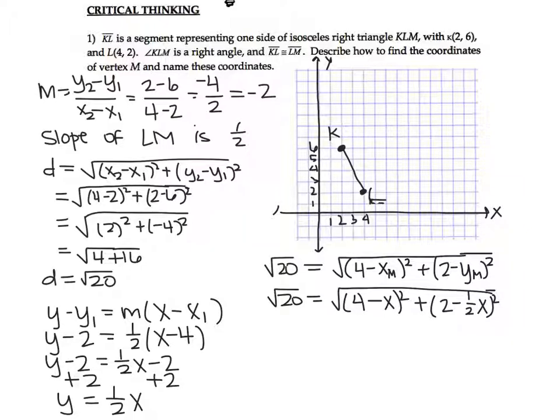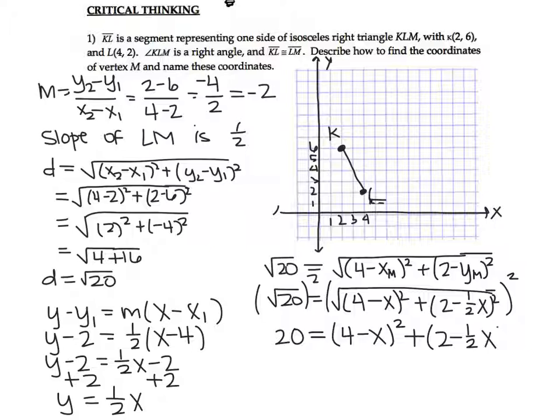So first thing I want to do in solving for x is to get rid of the square roots. So I'm going to square both sides of my equation. So when I square a square root, they cancel. So my left side is going to become 20 equals, and then the right side, no longer square root, is going to be 4 minus x squared plus 2 minus 1/2 x squared.